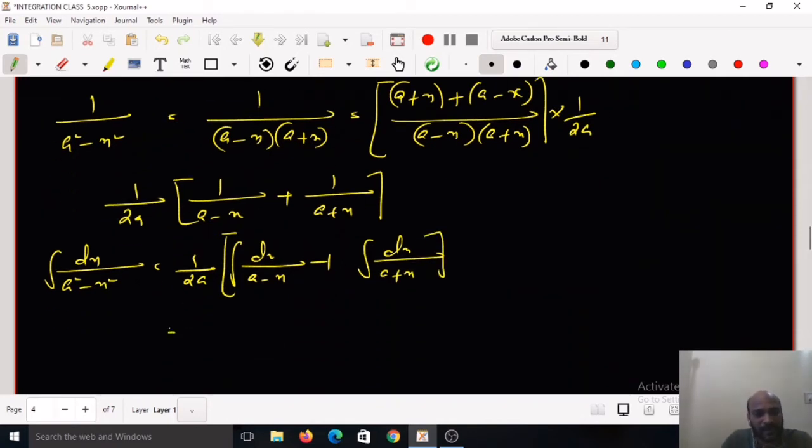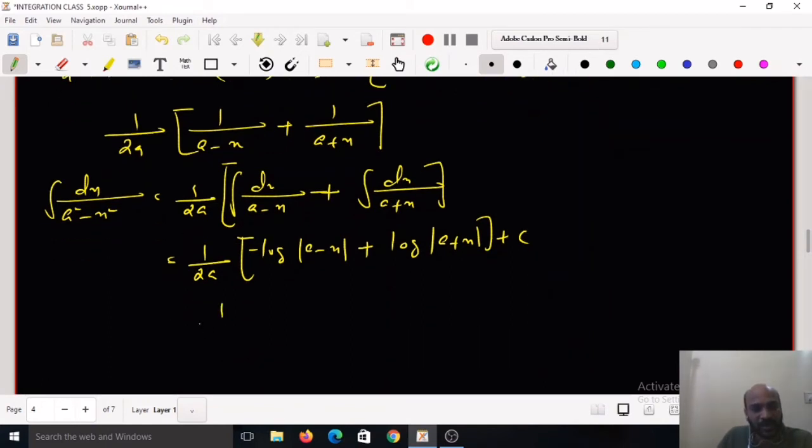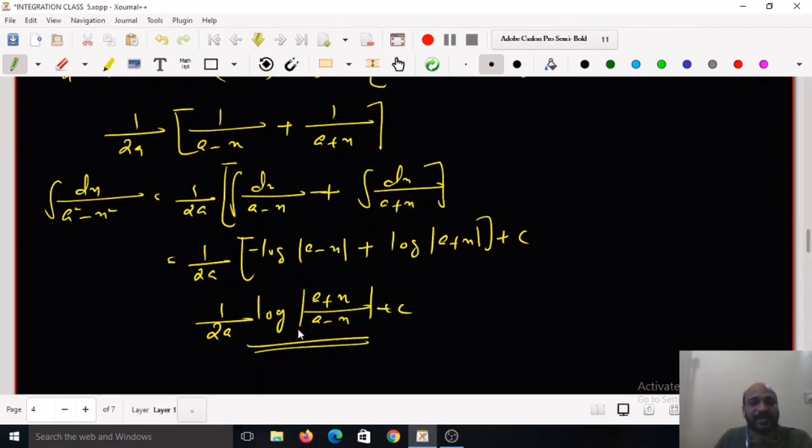Now what is answer? That is 1 by 2a. What is integration of dx by a minus x? That is log mod a minus x by derivative of a minus x, that is minus 1. So minus log mod a minus x, and second term is plus log mod a plus x. Okay, here also you can use property log a minus log b, log a by b. So answer is 1 by 2a log mod a plus x by a minus x plus c. This is our second standard result.